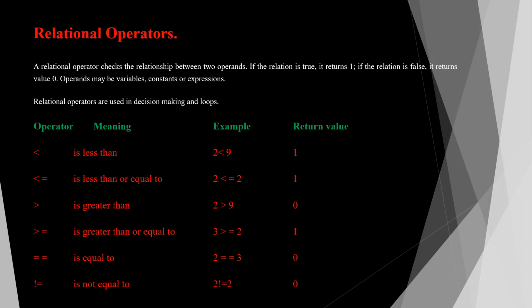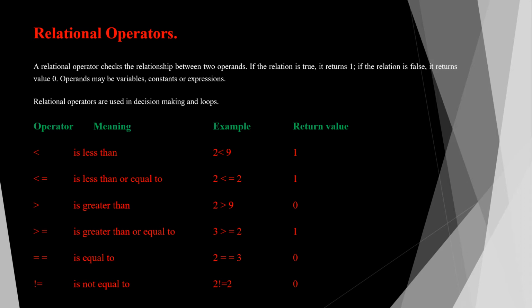Then go to the next slide: relational operators. We can also call them comparison operators. A relational operator checks the relationship between two operands. If the relation is true, it returns the value 1. If the relation is false, it returns the value 0. Here, the operands may be variables, constants, or any other expressions.